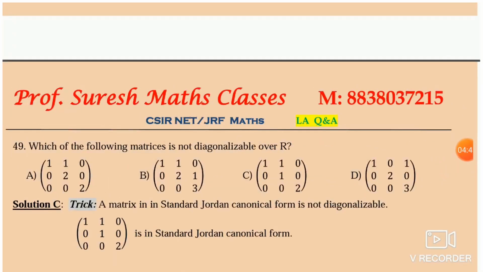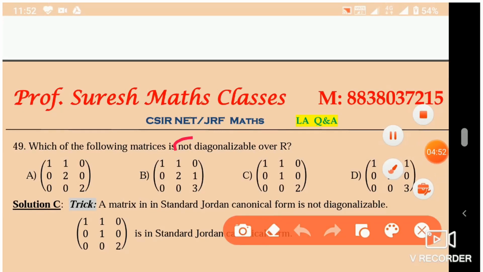So question 49. Which of the following matrices is not diagonalizable over R? So here it is asked not diagonalizable. If a matrix has distinct eigenvalues, then the matrix is diagonalizable. For example, if you take B, this is an upper triangular matrix. So the eigenvalues are 1, 2, 3. So distinct eigenvalues. So it is diagonalizable.